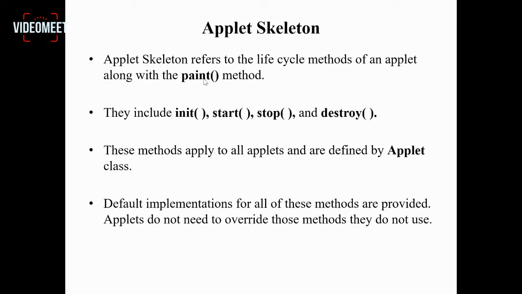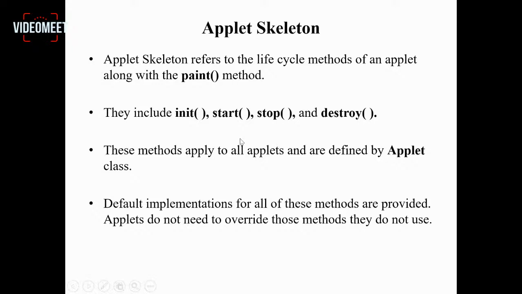And along with that paint method, you also have 4 other methods, as I mentioned at the beginning: init, start, stop, and destroy. What is the purpose of these 4 methods? Their names themselves specify the purpose. The init method, as its name indicates, is used to initialize the applet. The start method is used to start the applet. The stop method is used to stop the applet, and the destroy method is used to destroy the applet.